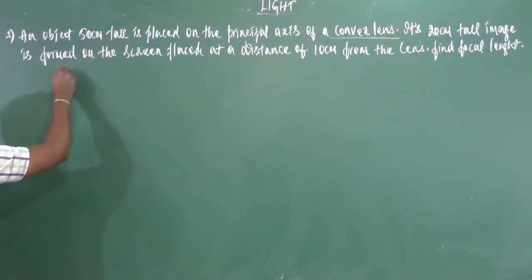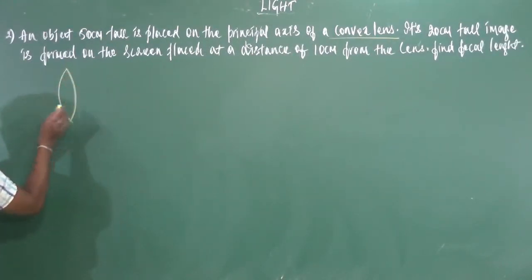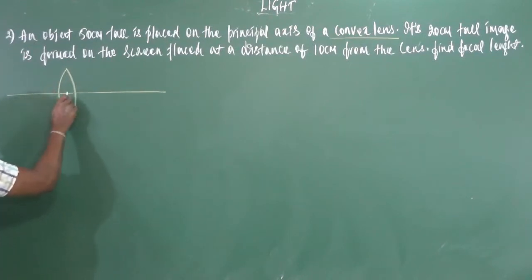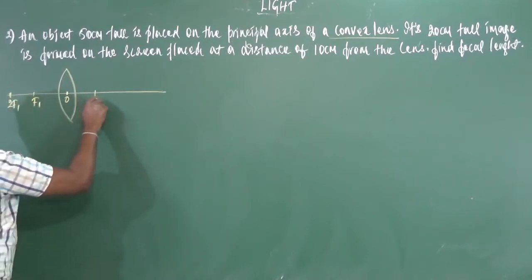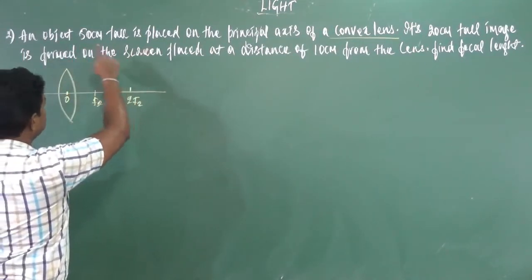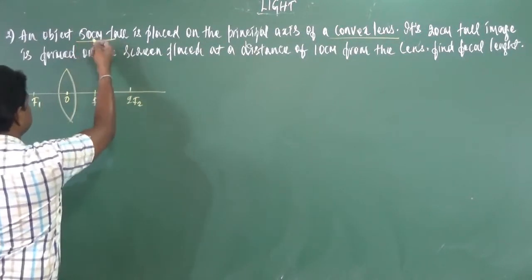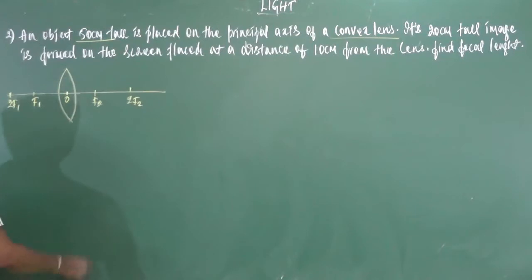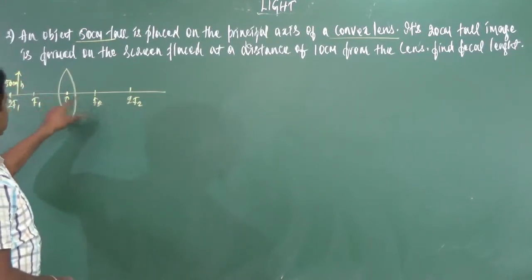Let us take a convex lens here. This is the principal axis, optic center, f1, and this is 2f1. This is f2, and this is 2f2 for our reference. An object 50 centimeter tall is placed on the principal axis of a convex lens. So usually we place objects on the principal axis like this. So this is 50 centimeter and this is h, what we call.